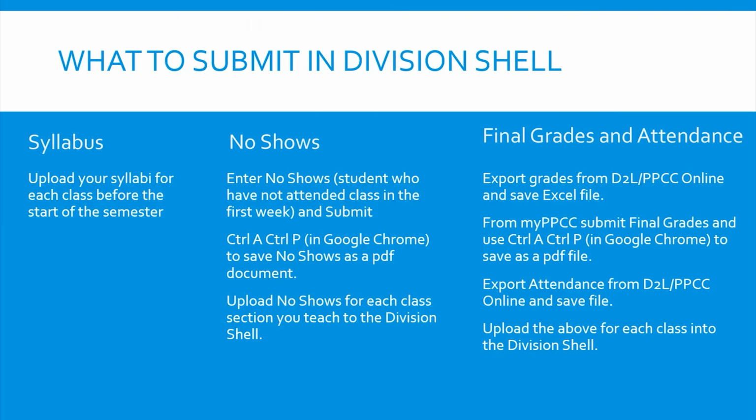Just a brief rundown of what you need to submit to the divisions. First, you need to submit your syllabi for each class. Even if you teach multiple sections of the same class, please submit all syllabi. This should be done at the start of the semester. Second, submit no-shows by the census date. And finally, submit final grades. For final grades, be sure to export and upload final grades from D2L Pikes Peak Online Gradebook and include exported attendance from Pikes Peak Online for each class. Just one more time so you don't forget, the Faculty Support blog has step-by-step instructions for all of these Pikes Peak Online procedures.